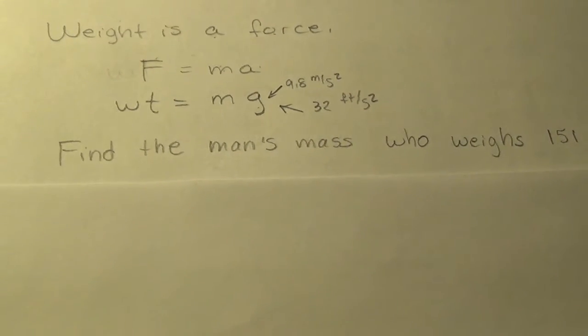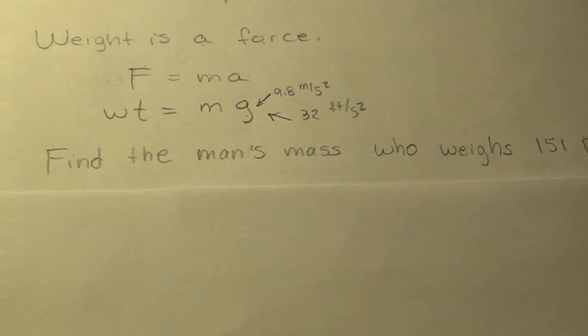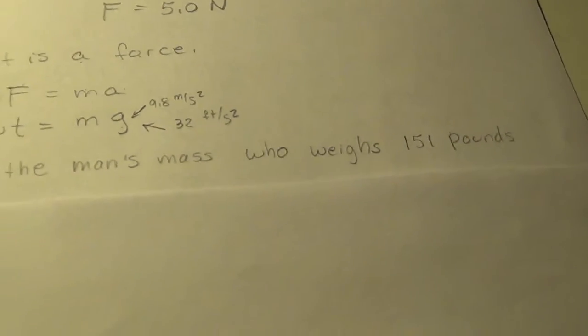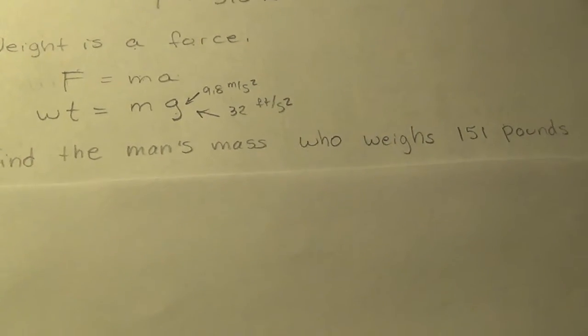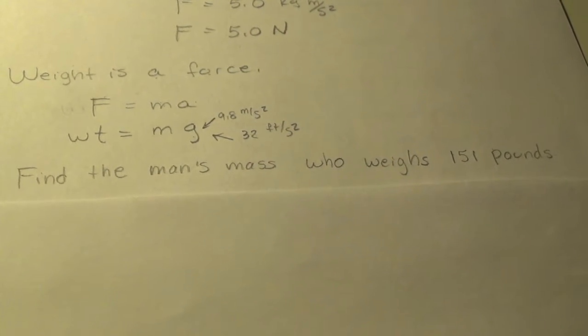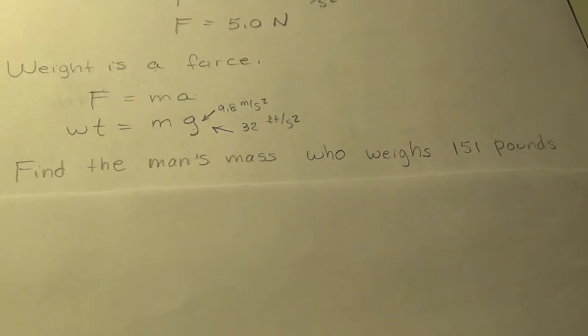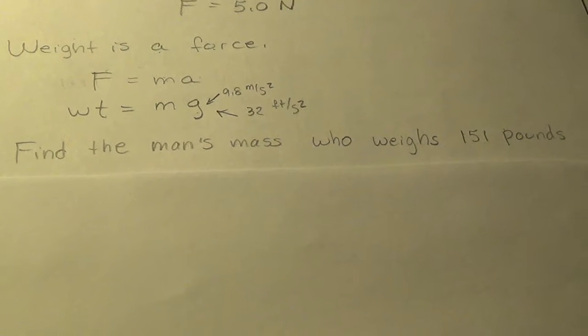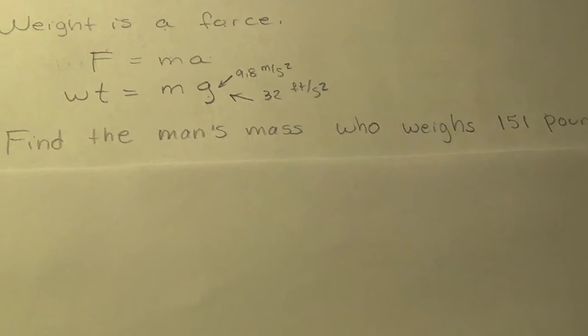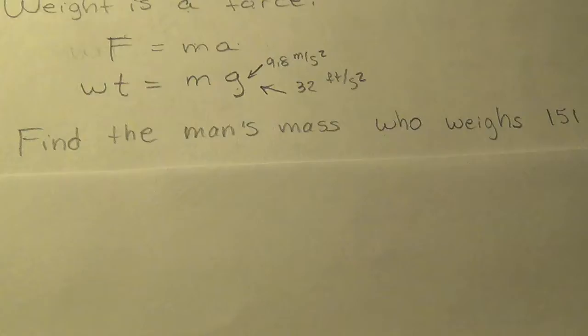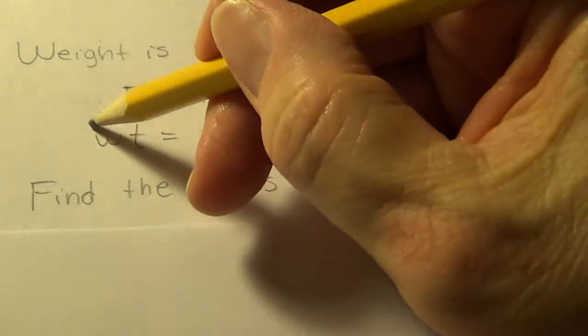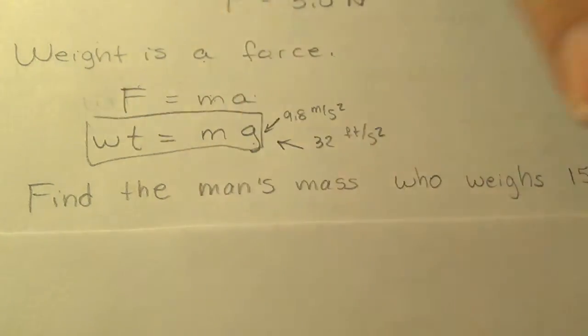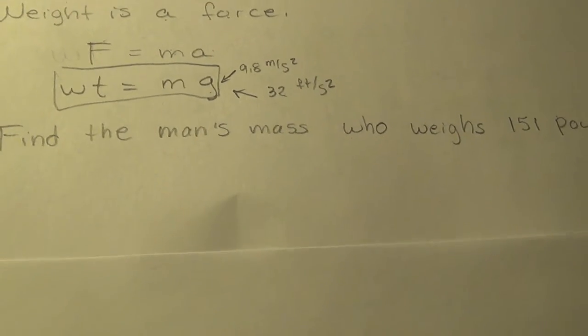So let's find a man's mass who weighs 151 pounds. This is a common physics question. So find the man's mass who weighs 151 pounds. So I'm going to grab my formula, weight equals mg. And let me turn the paper over. Dramatic pause. You can go ahead and work ahead of me.